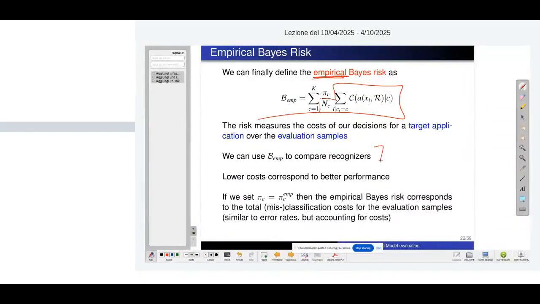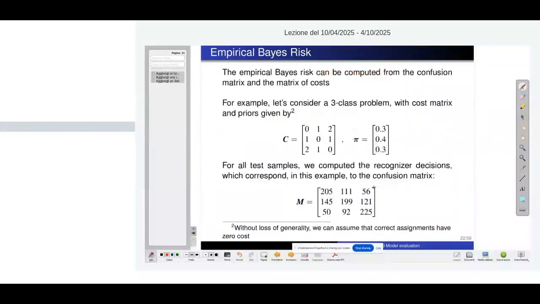Of course, lower cost is better performance. The lower we pay for using our classifier, the better it is. Now, how do we compute it practically? Well, we can give an example to see that it's harder to define than to actually compute. And to see what it gives, let's try it with a 3-class problem.